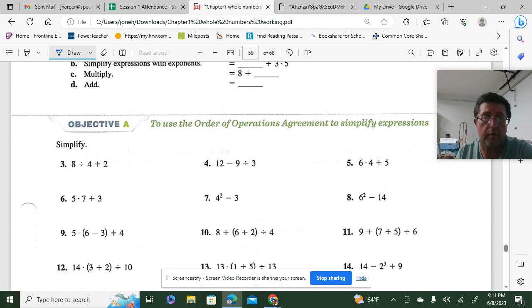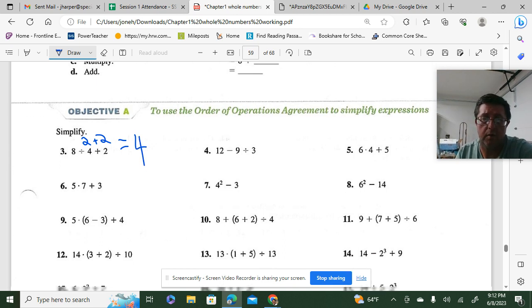Okay, so simplify. Again, we're just doing 8 divided by 4 plus 2. This is an easy one because you just go in order, left to right. 8 divided by 4 is 2, plus 2 equals 4.